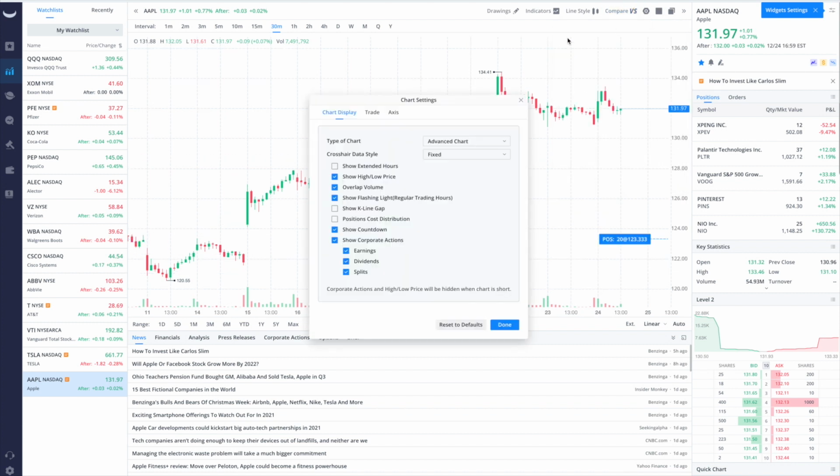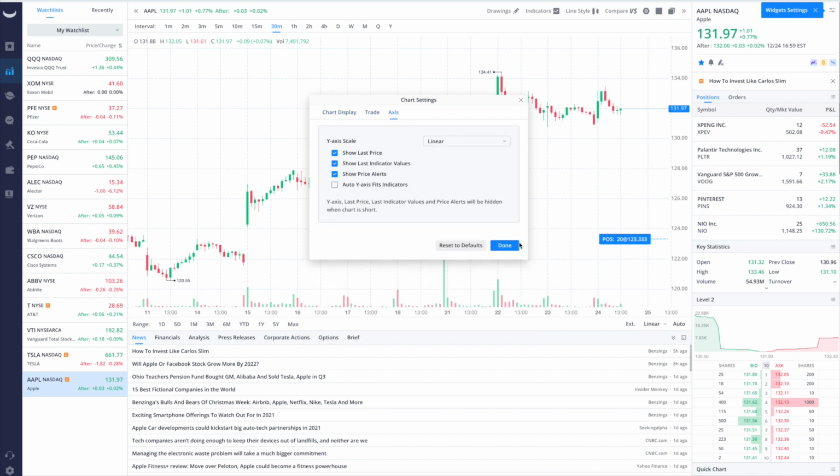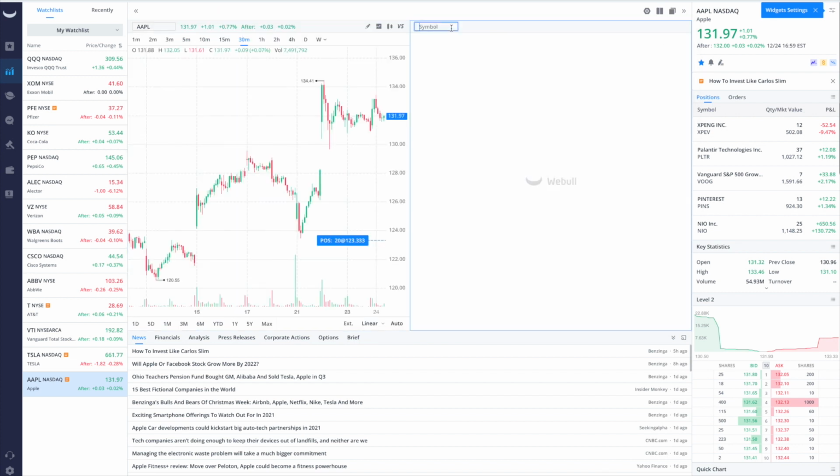And then you have your settings over here. So chart display, show what you want to display. You have your tray, and then axis. And then right over here for the grid, you can see one. So currently we're at 1 grid, and then there's 2 side-by-side comparison, and then you just type in symbol here.